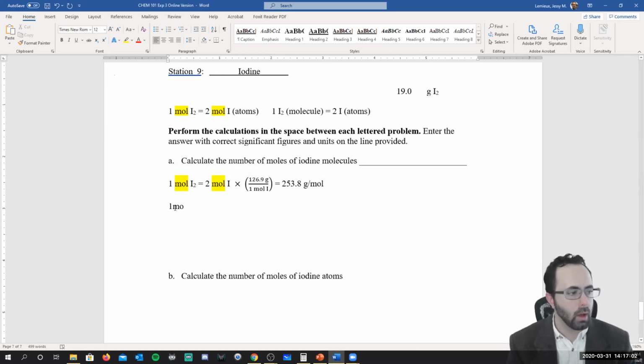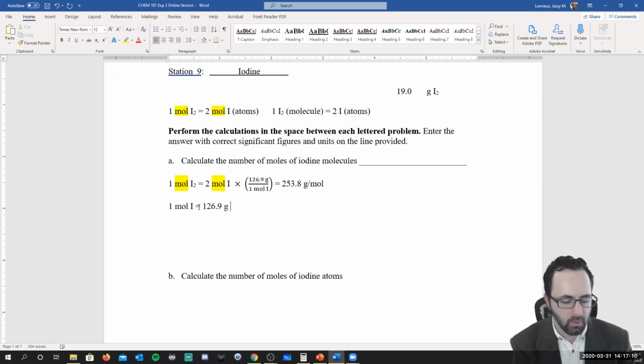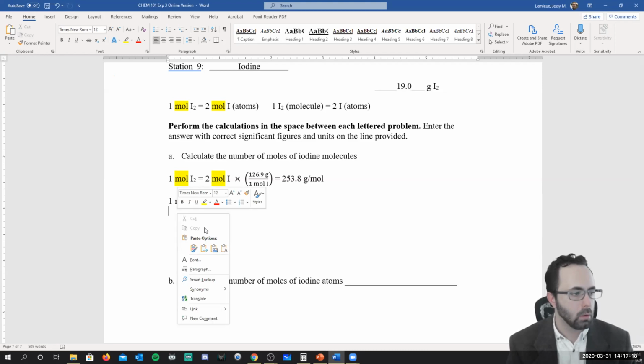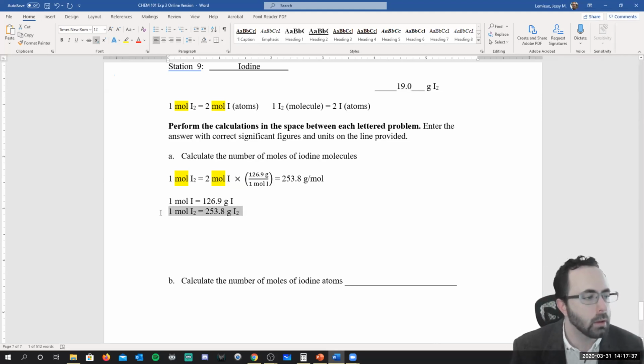So one mole of I atoms is 126.9 grams of I atoms. But 1 mole of I2 molecules is 253.8 grams of I2. See the difference there? So this is the molecule. This is the individual atom right here.